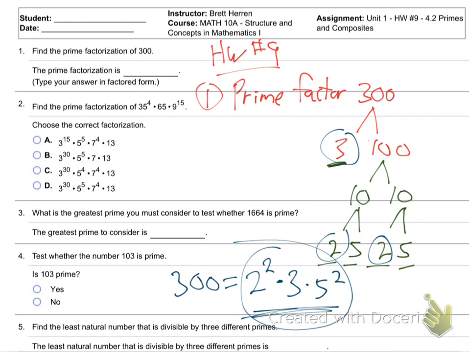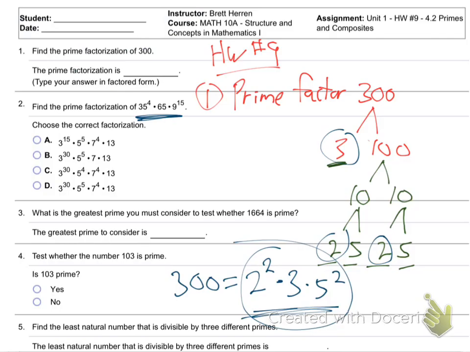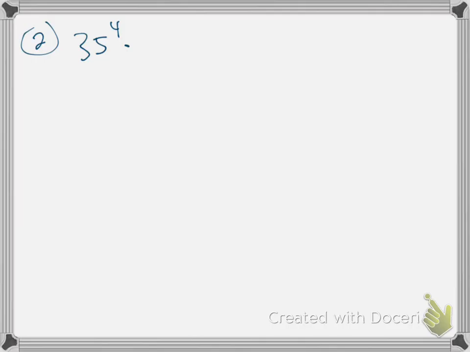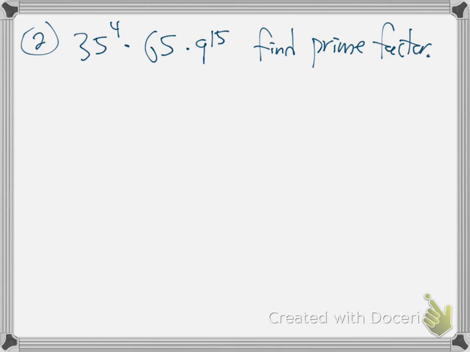Let's try number 2 now. It's going to have a little more of a trick to it. There it is right there. I'm going to make it bigger. Number 2 says: 35 to the 4th times 65 times 9 to the 15th times 65 times 9 to the 15th. And it says find the prime factorization.